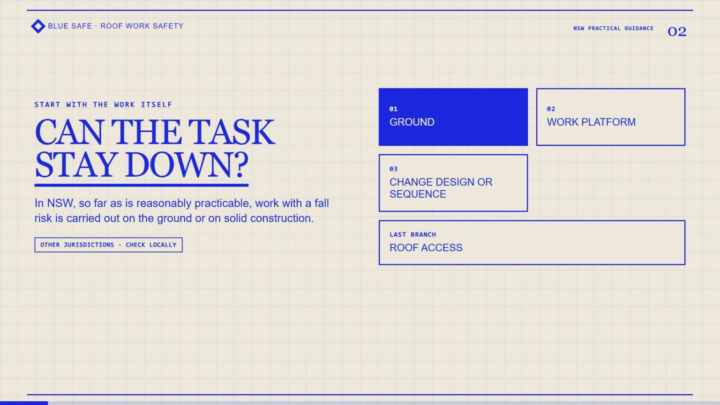Start with the work itself. Can the task be completed from the ground, from a suitable work platform, or by changing the design or sequence? In New South Wales, work involving a risk of a fall must, so far as is reasonably practicable, be carried out on the ground or on a solid construction. Other jurisdictions must be checked locally.